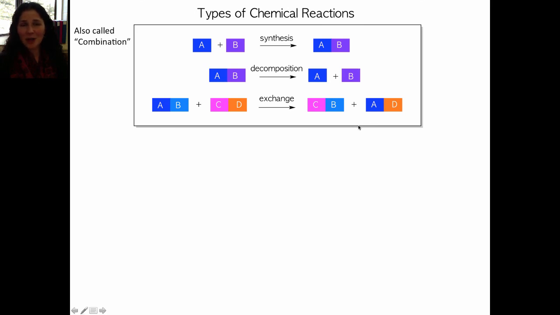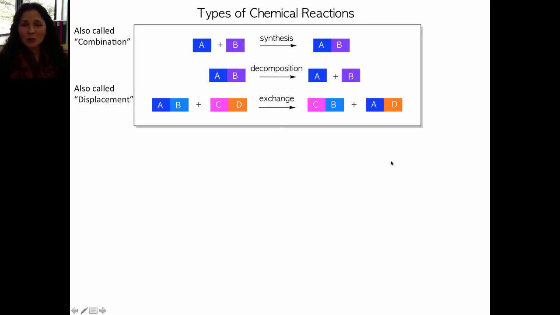The exact opposite of a combination or synthesis reaction is called a decomposition. This is when I take one thing and I decompose it into two separate individual things. Synthesis and decomposition are opposite of one another, but the words synthesis and combination are synonymous. The last type of reaction is an exchange reaction. Here's an example of a double exchange reaction where I have two molecules that are switching components. They're basically swapping partners. The exchange reaction is also called a displacement reaction. So exchange and displacement are synonymous.